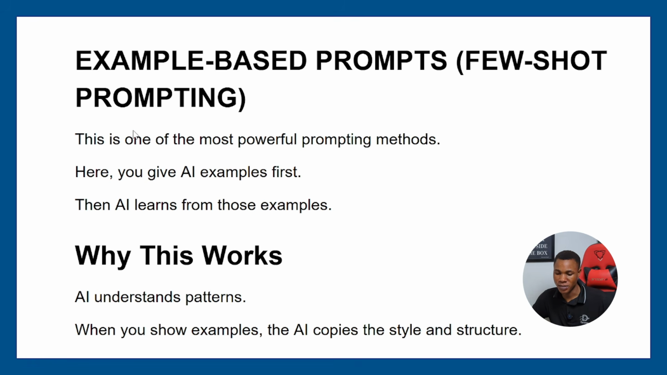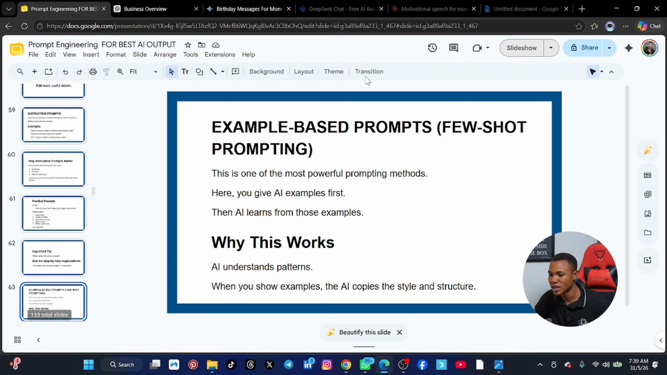Few-shot prompting. This is one of the most powerful prompt methods. Here you give AI an example first, then AI learns from those examples. Oh, this is my most important part of AI prompting. You give AI an example and you actually tell the AI to generate it. So let me show you something.